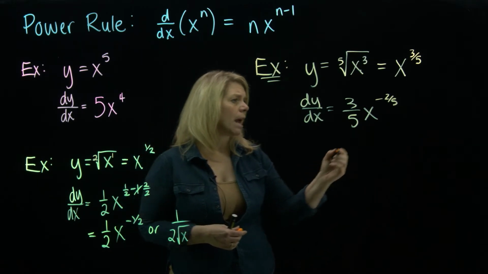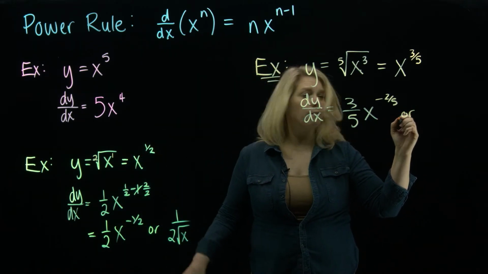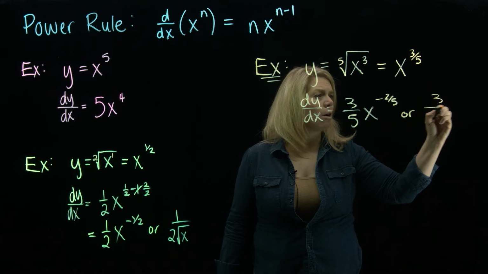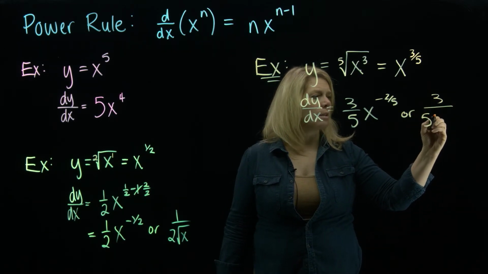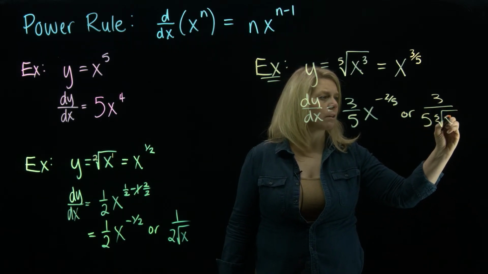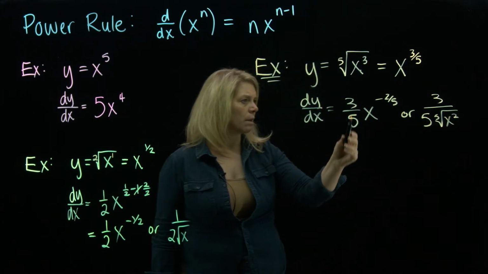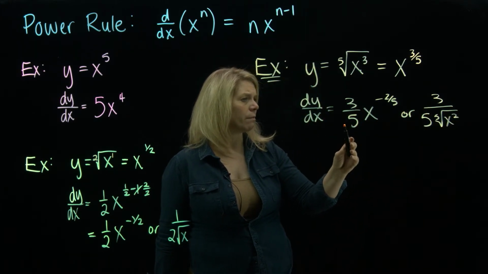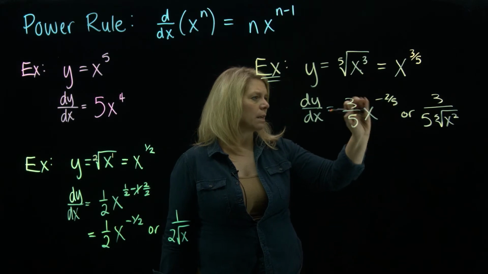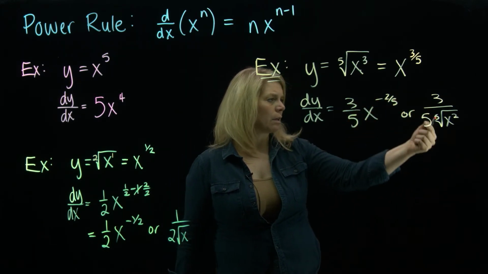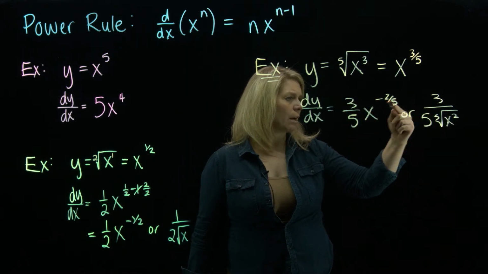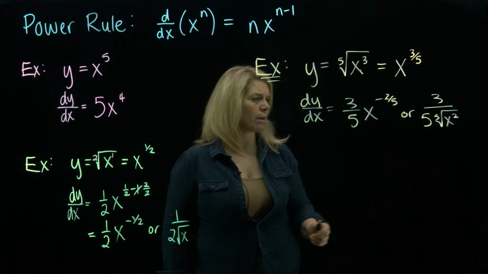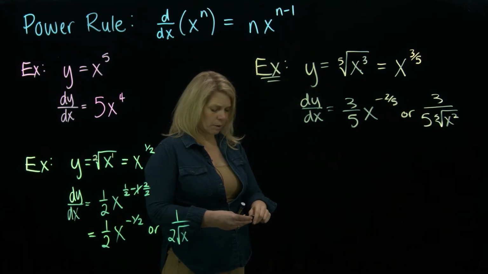You can also rewrite that like I did over here. You could write that as 3/5 times the 5th root of x squared. So the 3/5 comes from this 3/5 here, and then this x to the negative 2/5, that negative exponent puts that expression down in the denominator, 5th root x squared. All right, let's just do one more example here.